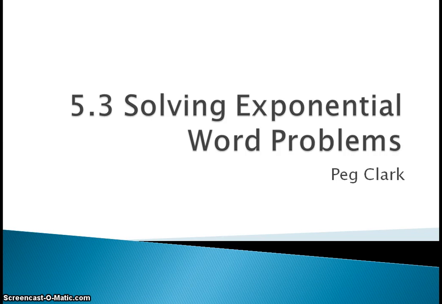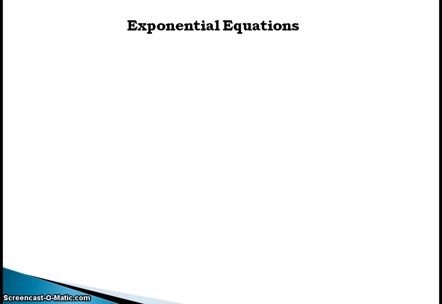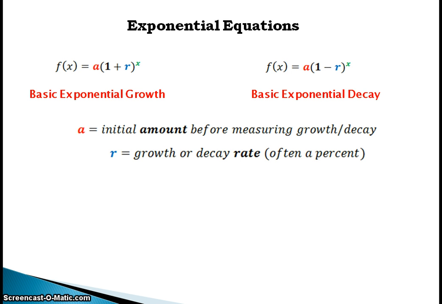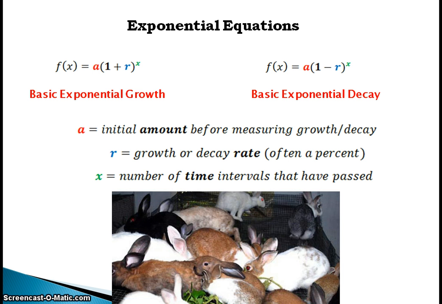This is lesson 5.3, solving exponential word problems. Now, you already know how to solve basic exponential word problems using the formula that you learned for exponential growth and decay, where A is what you started with, R is the decay or growth rate, usually given to you as a percent, and X is the number of time intervals that have passed. Pause now and make sure that you have these two formulas, even if you knew them before.